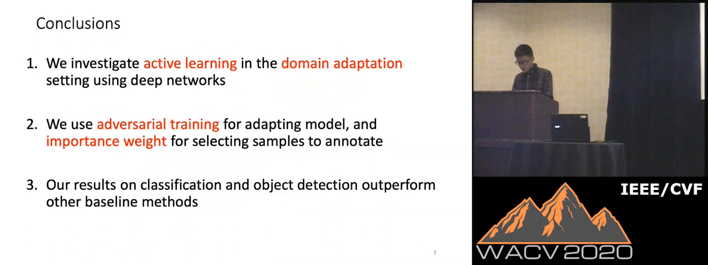In conclusion, we are the first to investigate active learning and domain adaptation using deep networks. We use adversarial training for adapting the model and importance weight for selecting samples to annotate. Our method shows improvements on classification and detection benchmarks.